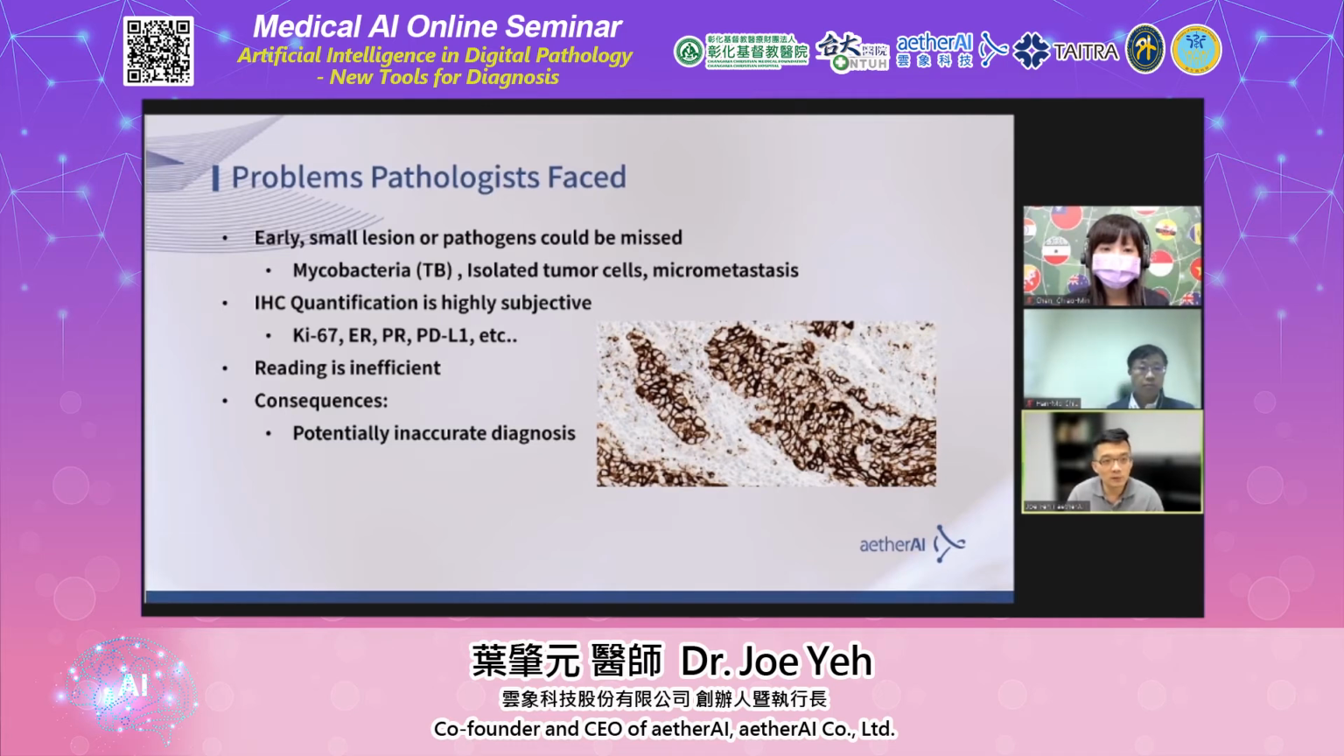So for example, early and small lesions or pathogens could be easily missed. For example, mycobacteria, the pathogen for TB, is a very tiny rod-like object and is very easily missed if you're looking at a very large tissue specimen. Similarly, isolated tumor cells and micrometastases are easily missed in lymph node sections. Another challenge that pathologists face is IHC quantification reporting. For example, on the right-hand side, you see an image of PD-L1 stained tissue. Pathologists have to report the percentage of cells stained positive for PD-L1. And trust me, no pathologist counts cells one by one. Instead, they rely on a very rough visual estimation of the PD-L1 positive percentage. So these can lead to inefficient and potentially inaccurate diagnosis for pathological reading.